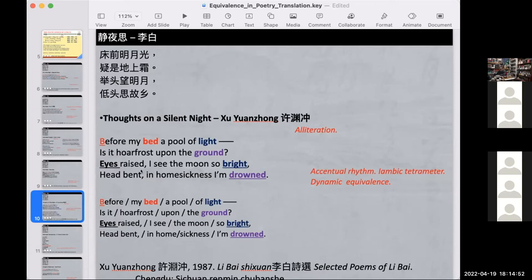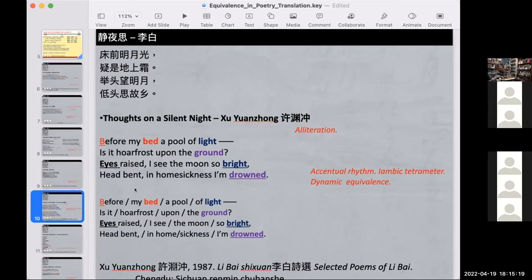"Is it hoarfrost upon the ground?" Again, "upon," you put the stress on "upon." And then "ground" is much heavier, a longer word, so the stress should be there. Then "Eyes raised" is not exactly iambic, but since we follow the iambic rhythm, we can read it.